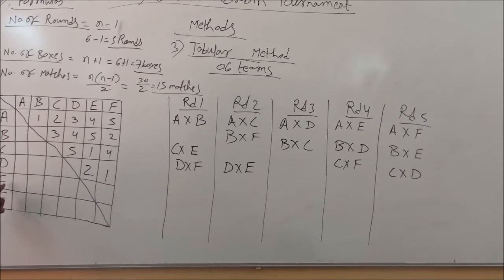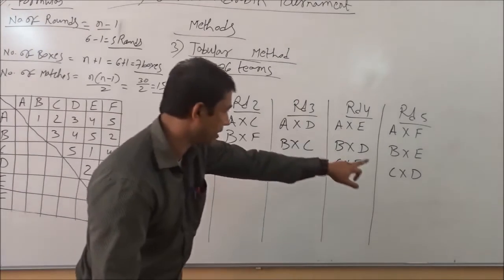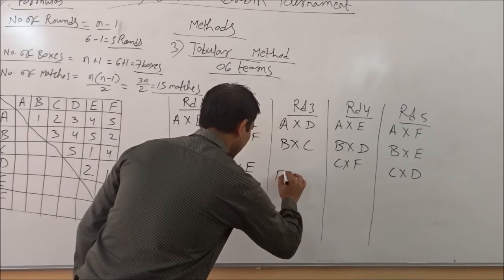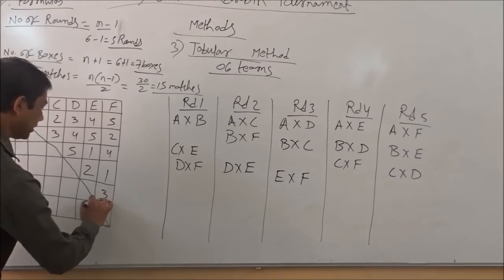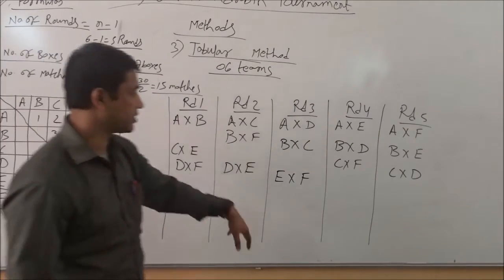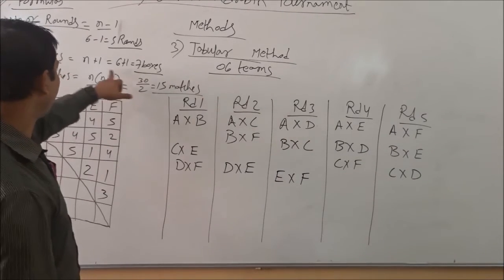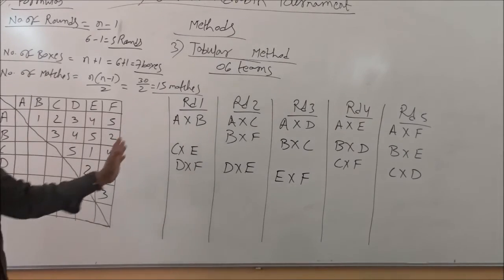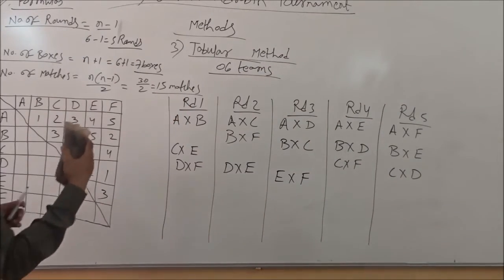For next, that is E. E will be playing with F only, one match. Here we will find each round is having 3 matches except round number 3. So just put up E into F. It balances the fixture as well as 3 matches in each round. 5 rounds, 3 into 5, 15. Number of matches is also 15. So this is an example of an even number of teams participating in a tabular method. Now let us move to an example of an odd number of teams.